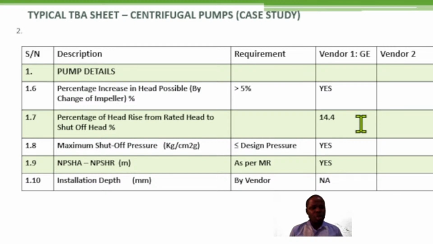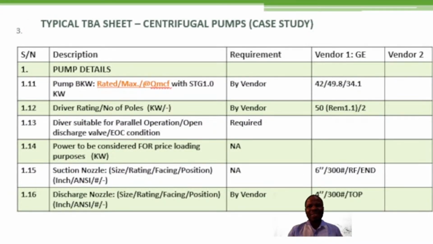Now, at the same time, you also check the installation depth. The installation depth for the equipment, is it provided by the vendor? If it is not provided or if it is not applicable, you also indicate that. All right? So these are some of the things that you need to check when you are carrying out a technical bid analysis for different vendors.